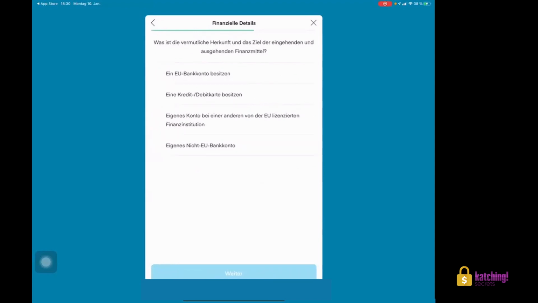What is the origin and the target of your financial assets? So I have an EU bank account. Yeah, so if you're owning a bank account, then you can choose bank account. If you are owning a credit card or debit card, can you choose several there or just one? No, only one. So then again here, take the one that you want, that's your main source of funds.